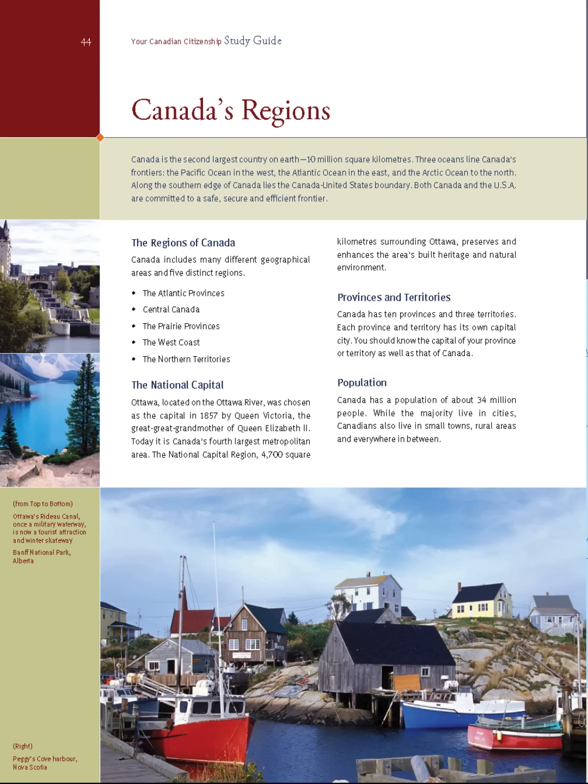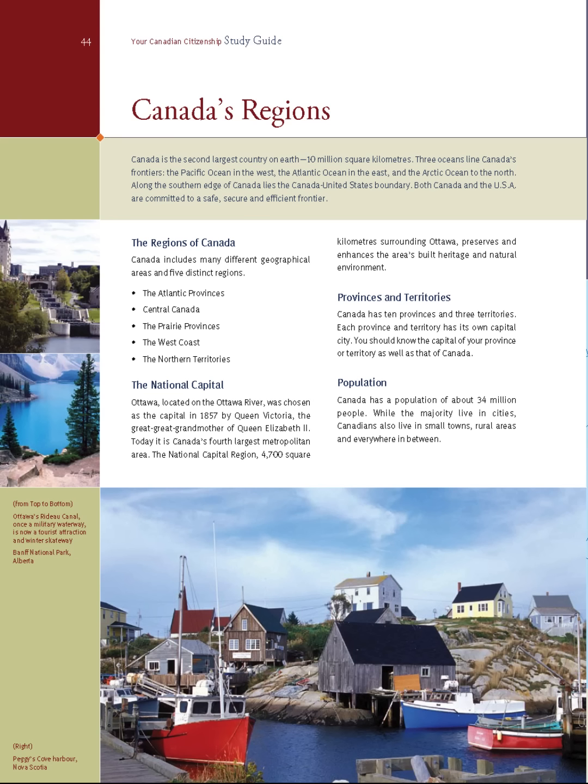Canada's regions. Canada is the second largest country on Earth, 10 million square kilometers. Three oceans line Canada's frontiers: the Pacific Ocean in the west, the Atlantic Ocean in the east, and the Arctic Ocean to the north. Along the southern edge of Canada lies the Canada-United States boundary. Both Canada and the USA are committed to a safe, secure, and efficient frontier.